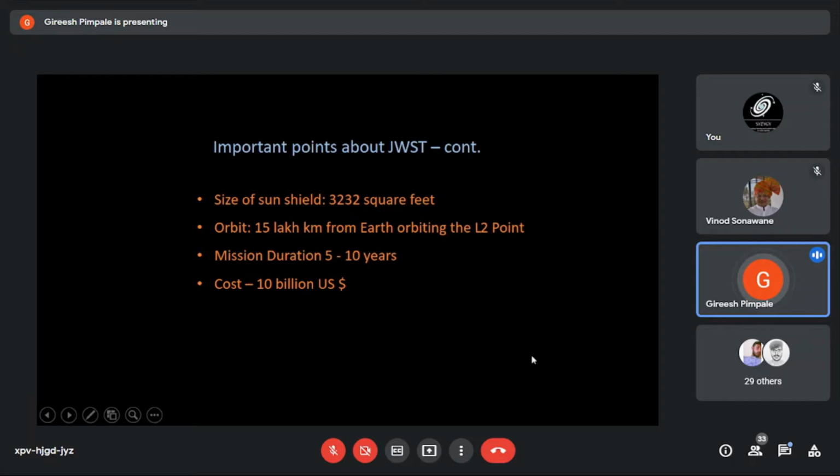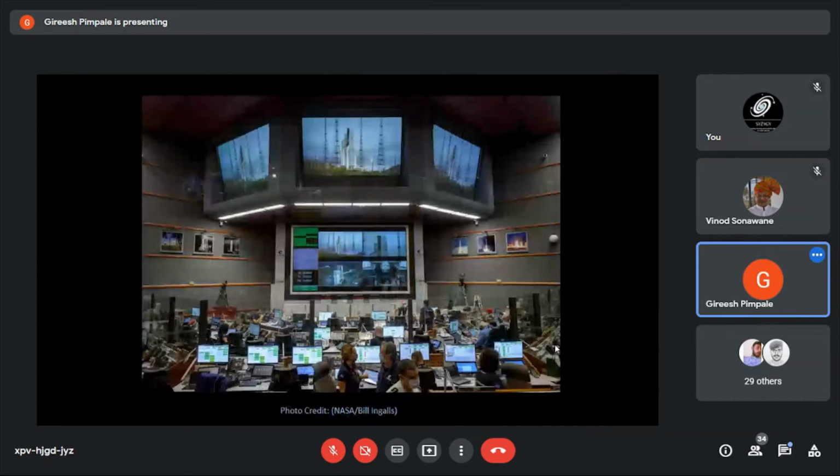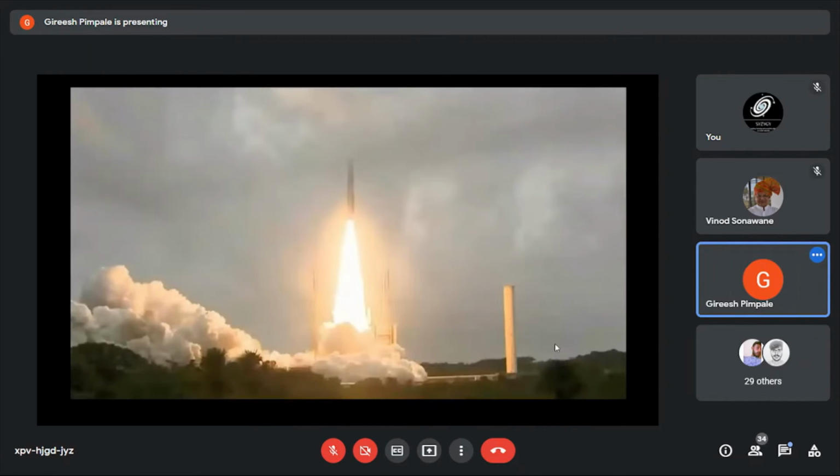So the final stage before launching. It is being taken to the launch pad. Now it is ready for the launch. Control room. So it is launched in space.